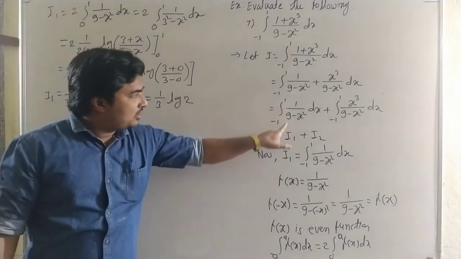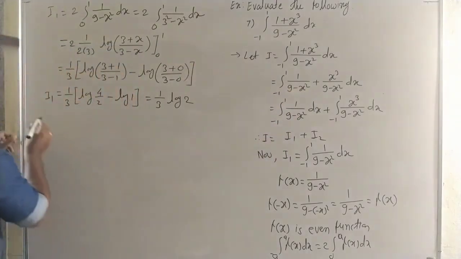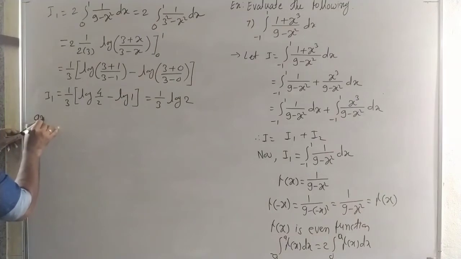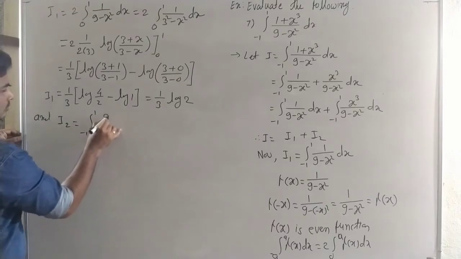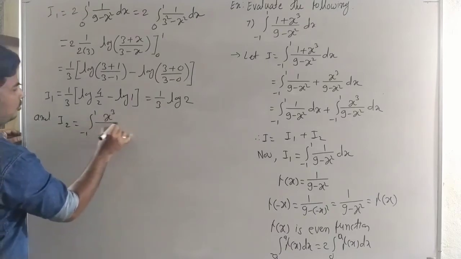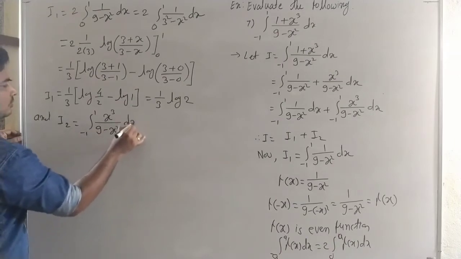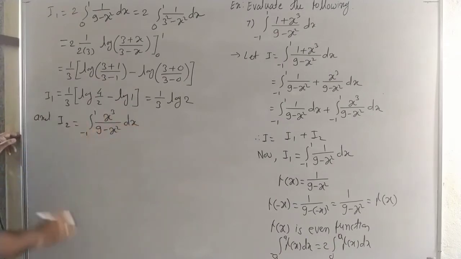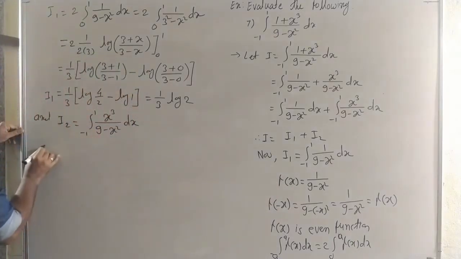We found the first integral. Now we find the second integral, that is I2: the integral from minus 1 to 1 of x cube upon 9 minus x square dx. Here it is a function f of x, but we can take the notation g of x for this function.